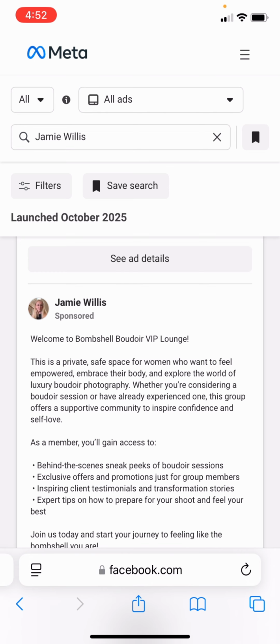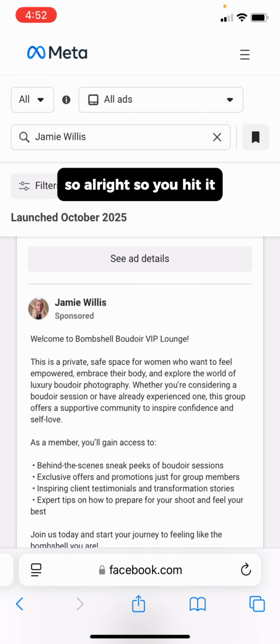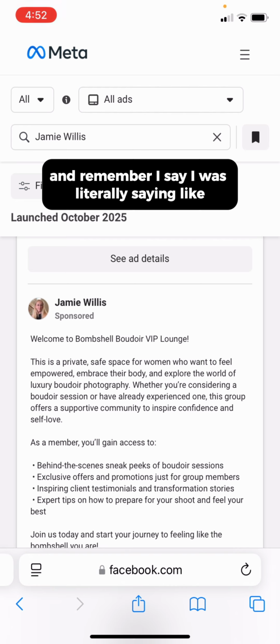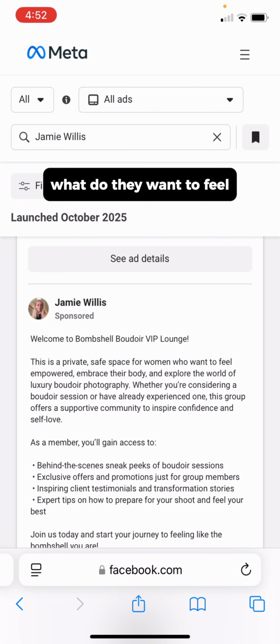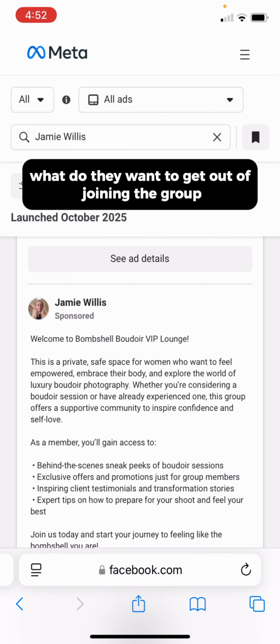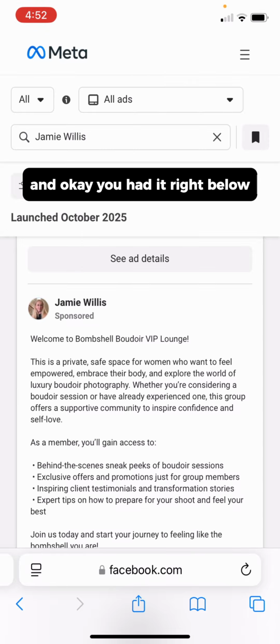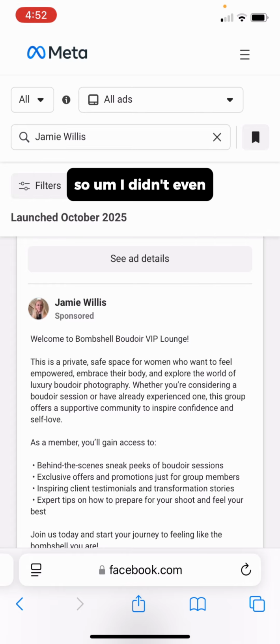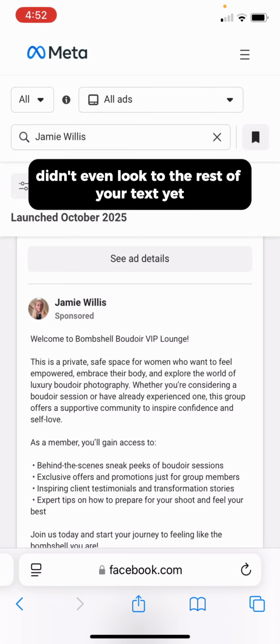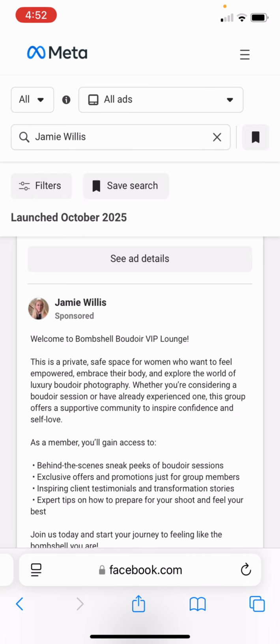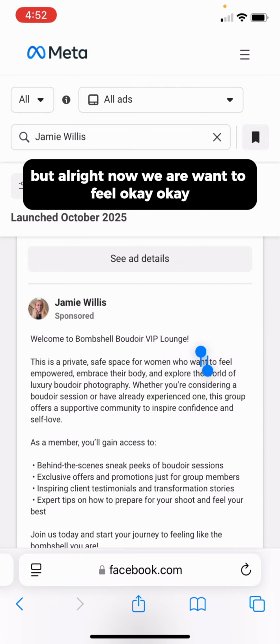So, all right, you hit it below the see more. And remember I was literally saying, what do they want to feel? What do they want to get out of joining the group? And okay, you had it right below, but I didn't read through the full ad, so I didn't even look at the rest of your text yet. But all right, now we are. Want to feel, okay.